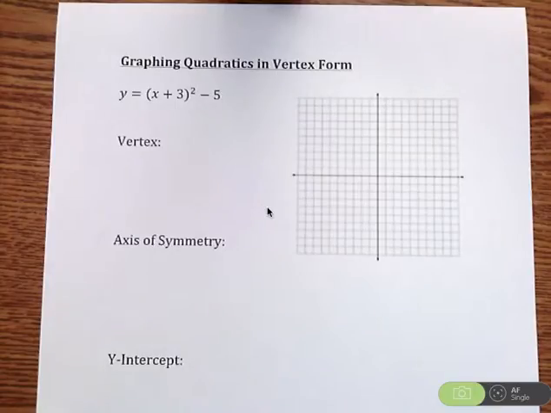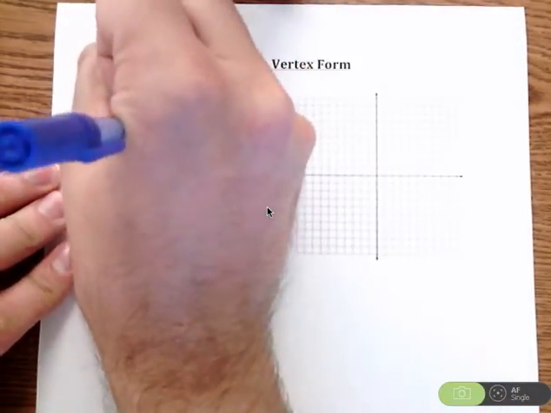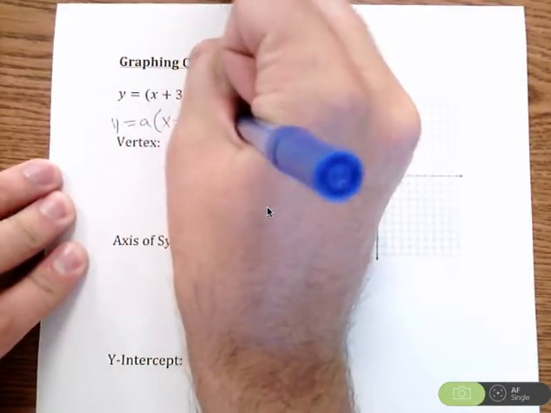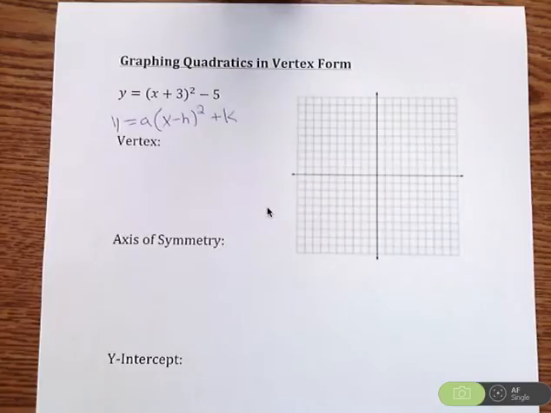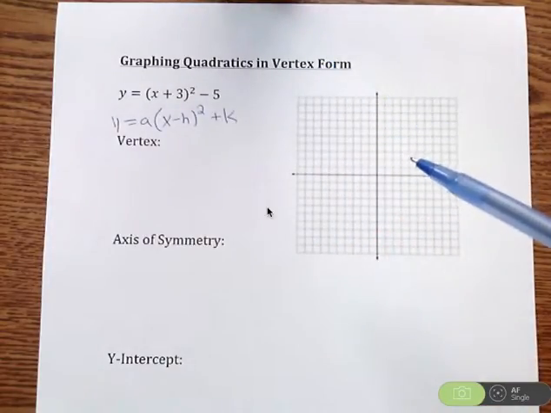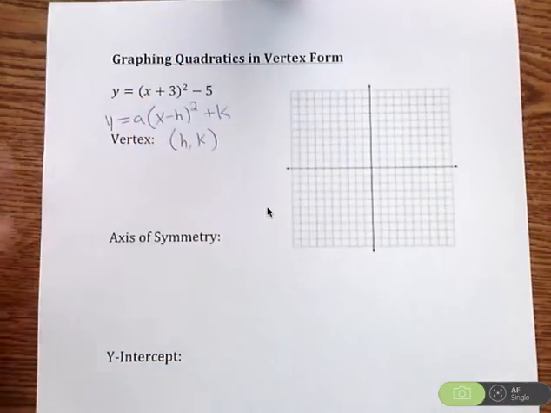In this video, I'm going to review how to graph a quadratic in vertex form. Now, vertex form, again, if you need a reminder, is y equals a(x minus h) squared plus k. The name of the form kind of tells you what to do with the problem. The first thing is, in vertex form, you can get the vertex very easily, because remember, the vertex is just going to be (h, k).